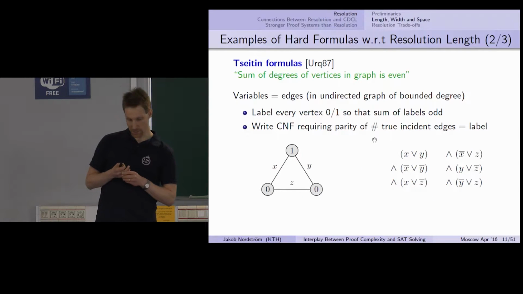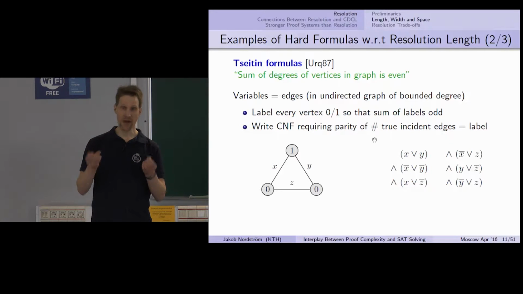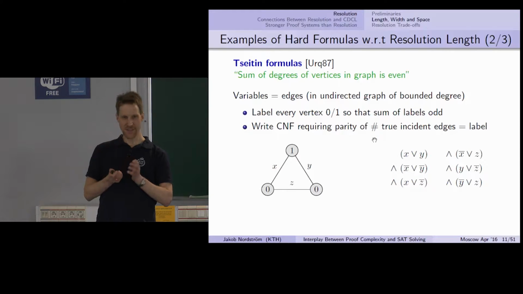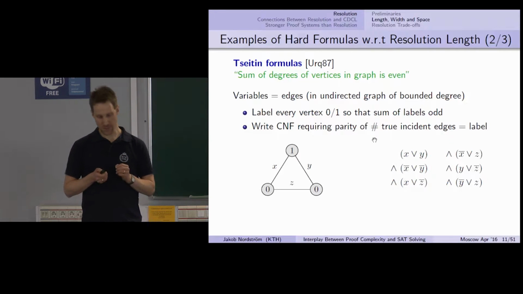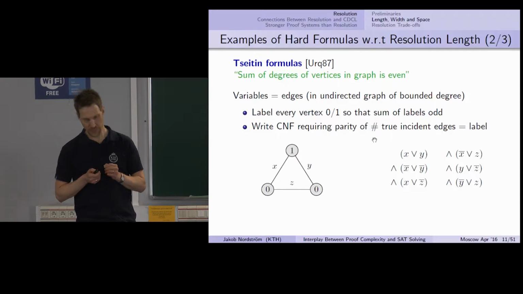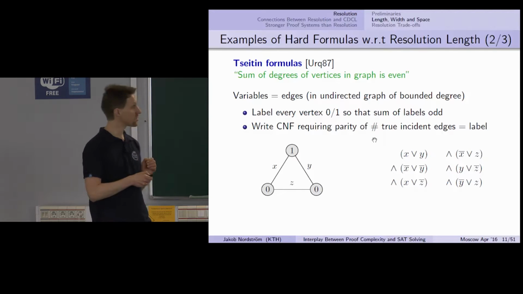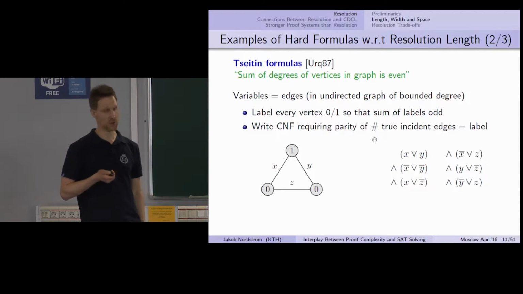Okay, let's look at another example. The handshaking lemma, which says basically that if you have an undirected graph and you count the vertex degrees in this undirected graph, you will get an even number. Okay, so now we encode this in some kind of sneaky way in the following way. So we say that the variables would be the edges in our formula, and then we label the vertices 0, 1 so that the total sum of all the labels is odd. So for instance, you could just pick one label 1 and all the others 0, that would do. And it's actually without loss of generality.